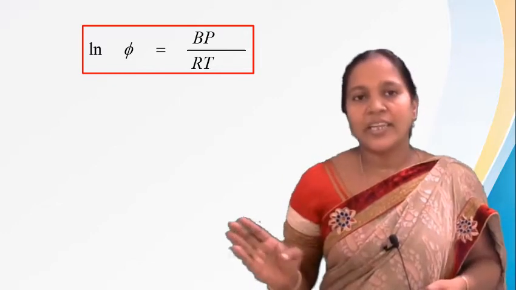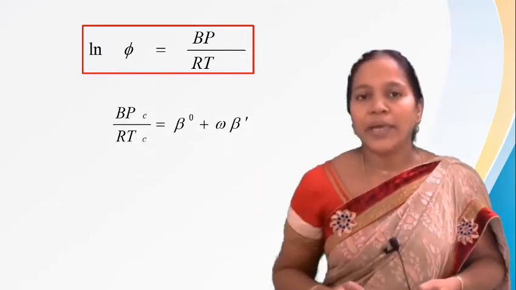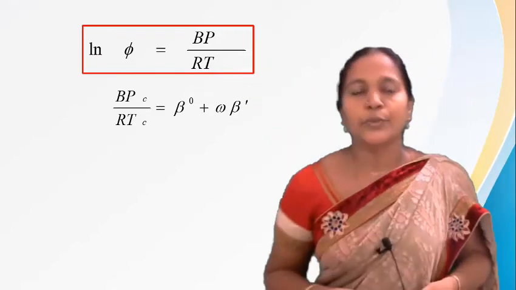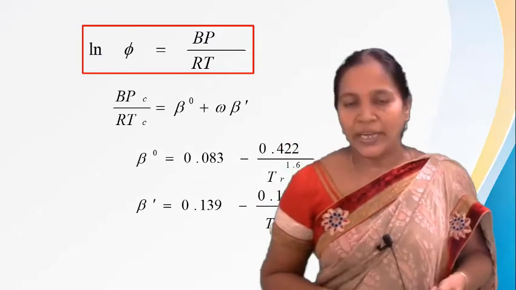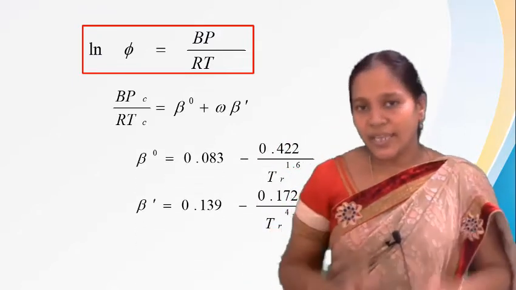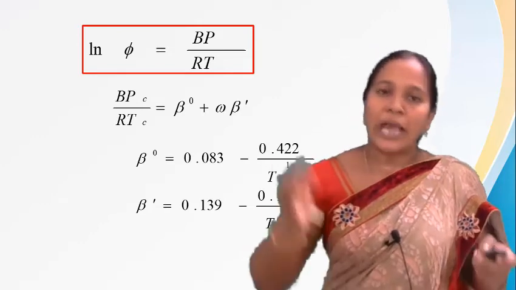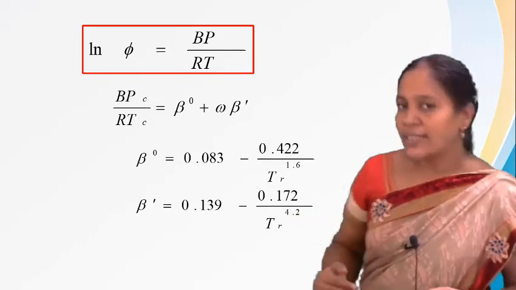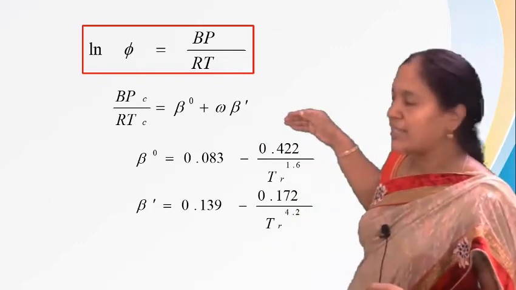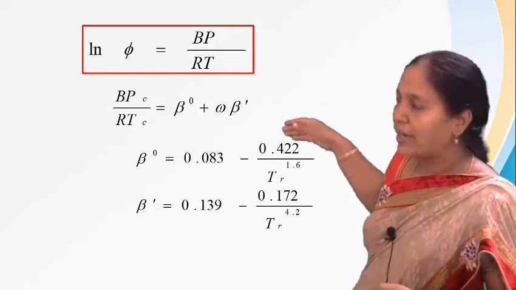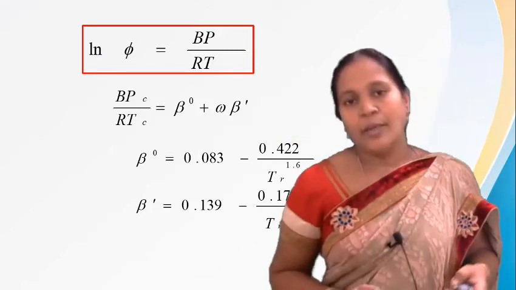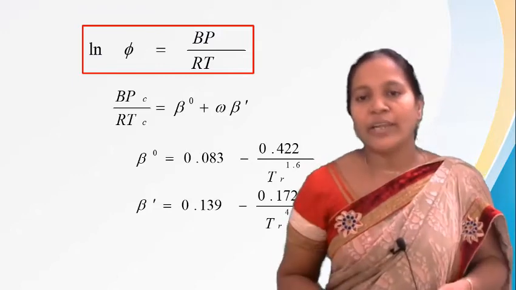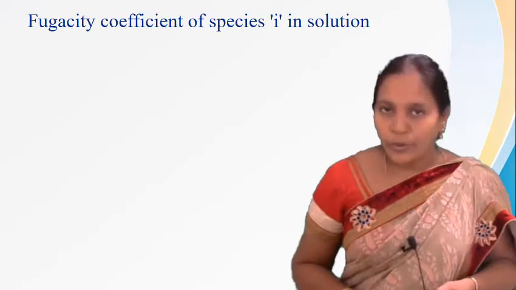Finally, after integration, ln phi is equal to BP by RT. At critical conditions, BPc by RTc is equal to B naught plus omega B dash. Here B naught and B dash are constants. We have to calculate B naught and B dash from some correlations. B naught is equal to 0.083 minus 0.422 divided by Tr power 1.6. B dash is equal to 0.139 minus 0.172 divided by Tr power 4.2.